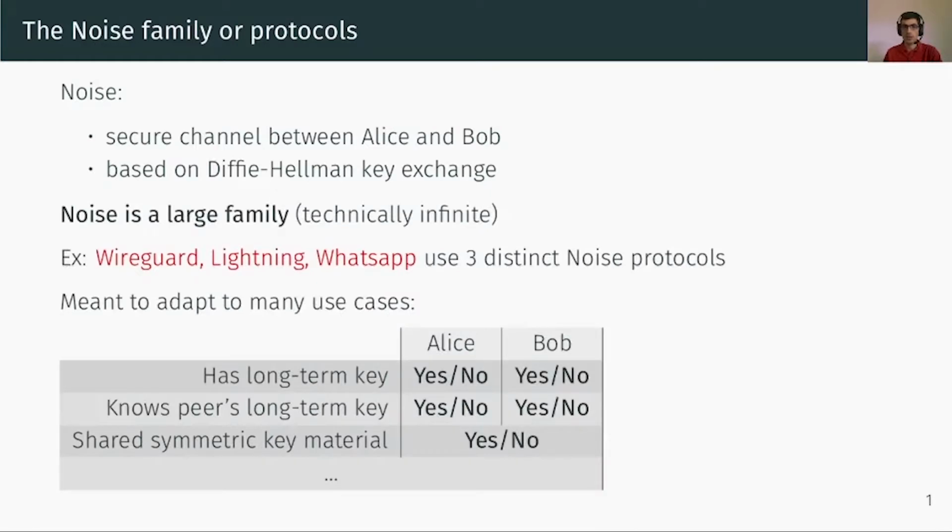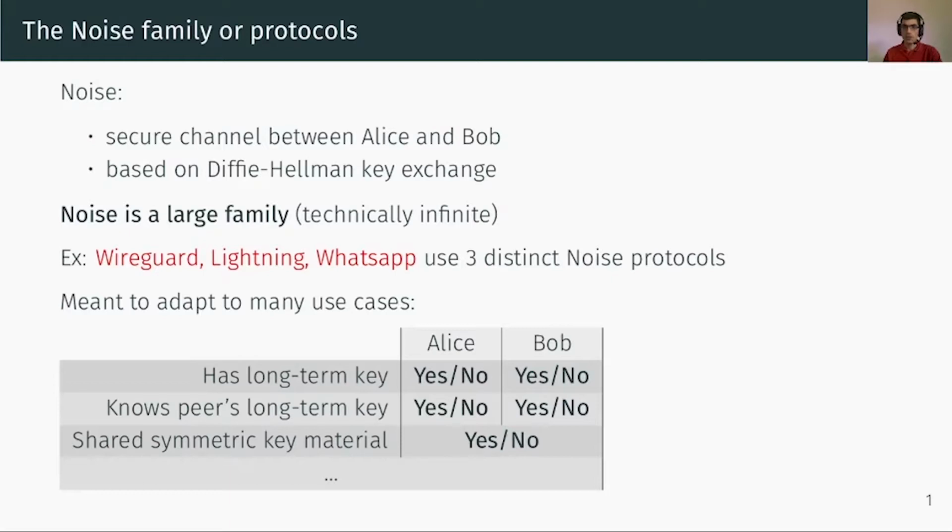The important thing I'd like to mention about Noise is the large number of Noise protocols. The goal is that whatever your use case, you can find a Noise protocol that fits. As an illustration, three popular systems that use Noise, WireGuard, a VPN, Lightning, a layer of Bitcoin, and WhatsApp, use three different Noise protocols.